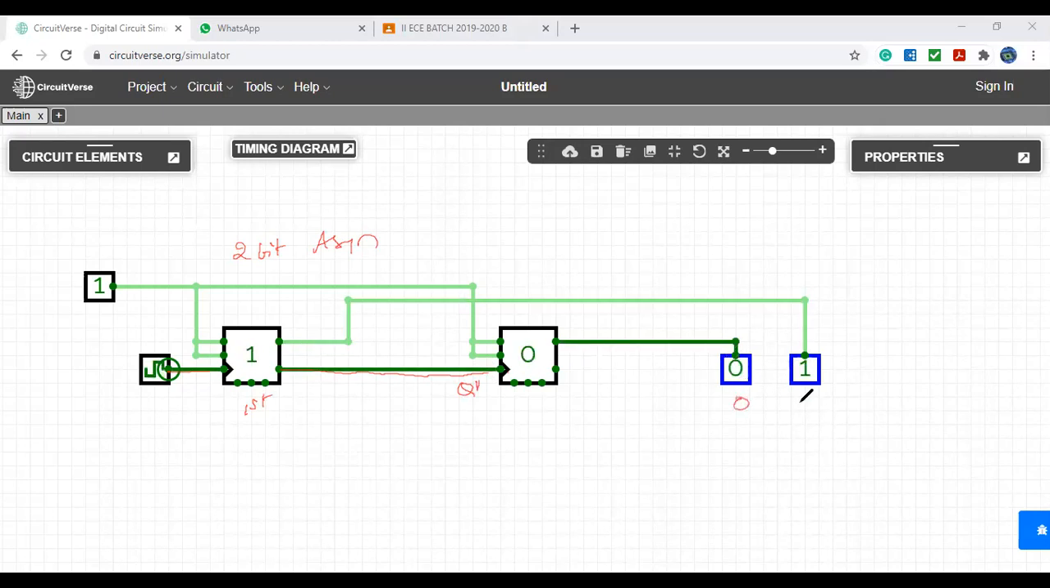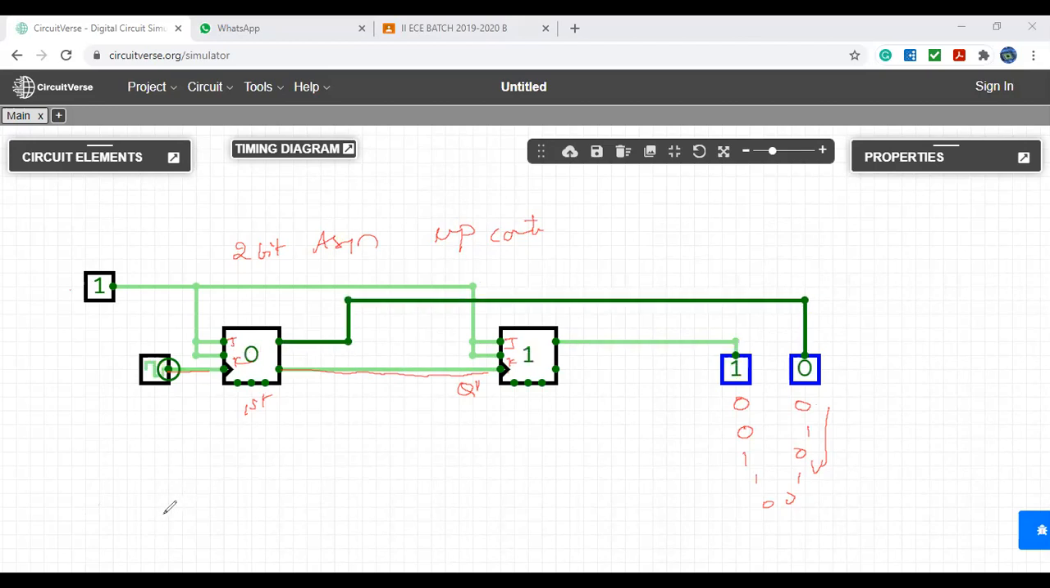See, we are getting 00, 01, 10, 11. After that we get 0 again. It is a 2-bit asynchronous up counter. For J and K, I am always giving 1.